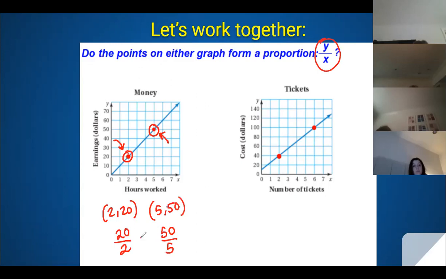All right, we want to see, are these going to be equal to each other? Because that's what we know about proportion so far. It means equal. So it's 20 over 2, well, that's just 10. And 50 over 5 is also 10. Yes, they form a proportion. That's one way of proving it. Just take y and divide it by x and see if they're equal to each other.